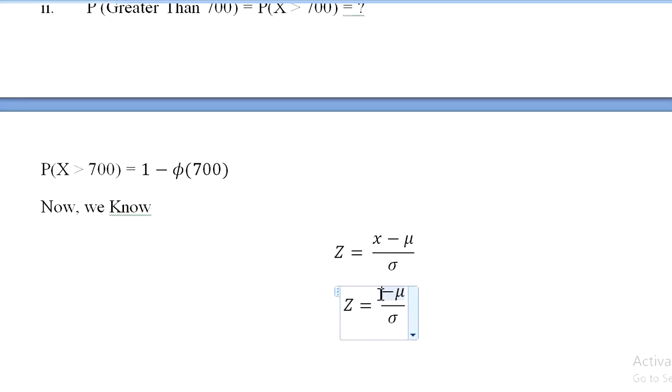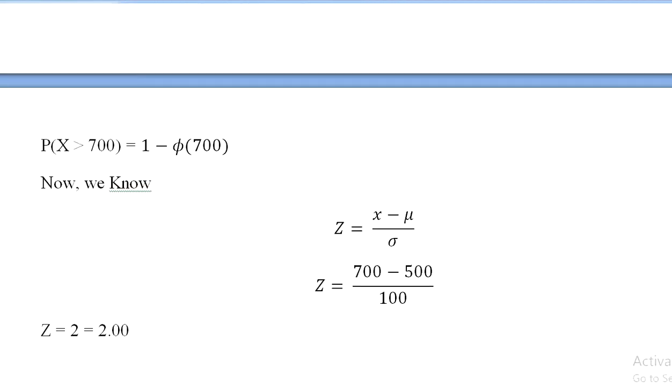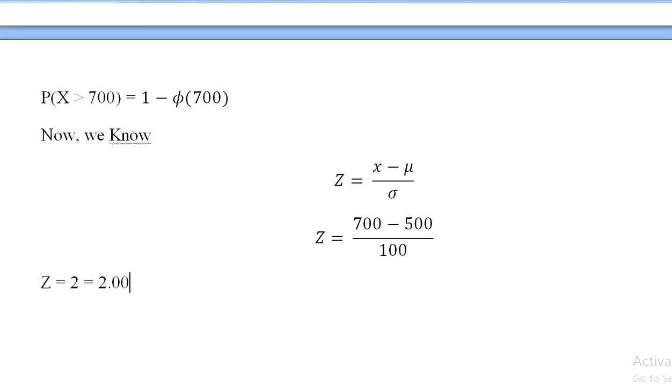X की जगह आ जाएगा 700, mu is 500 and sigma is 100. ये सवाल में मेंशन है और जब मैं इसको सॉल्व करूंगी तो मेरे पास आएगा 2. So z is equals to 2. You can write it as 2.00 as z deals with 2 decimal numbers. So ये z की वैल्यू है.